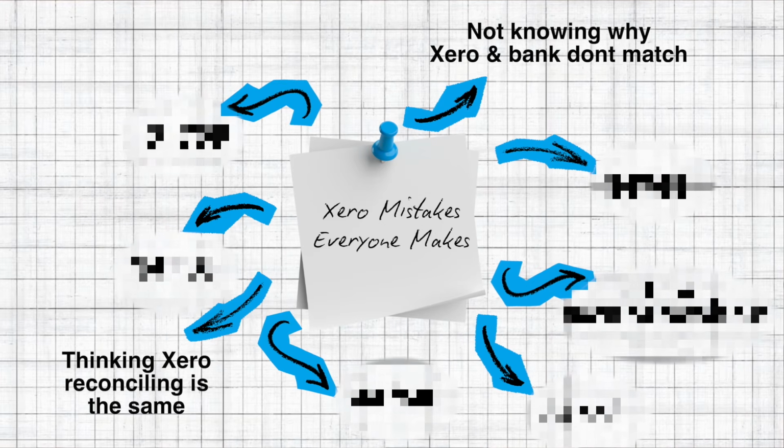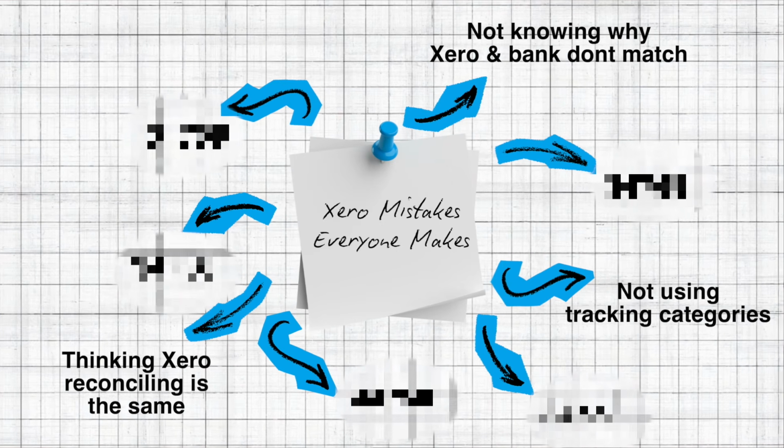Okay, the third mistake I want to talk about is not using tracking categories. This actually came from a comment on a recent YouTube video. So if you have ever moved from QuickBooks and you're used to seeing classes, the Xero equivalent of that is called tracking categories.